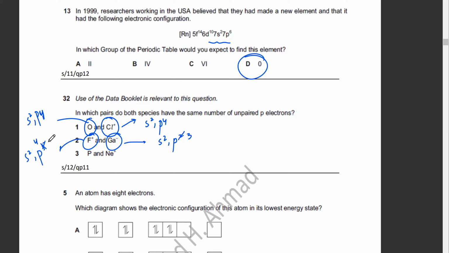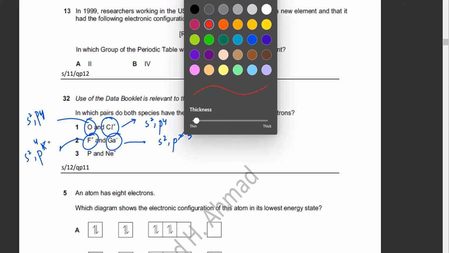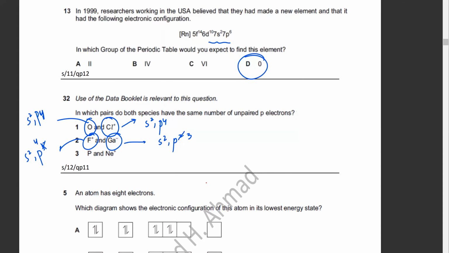Is this clear so far? Yes or no? Is this clear? Yes. Mhm.